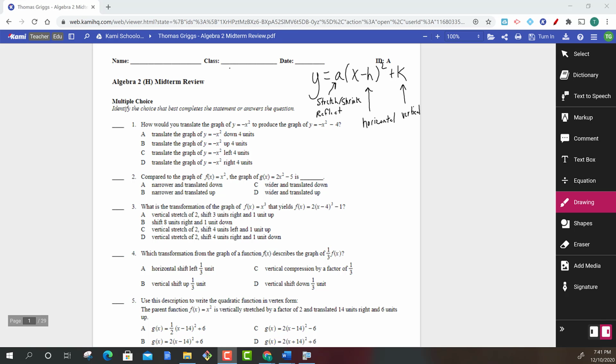All right, so let's go over the first few problems for the midterm review. I'm going to show you two different ways to do this. The first way without the calculator, the second way with the graphing calculator.